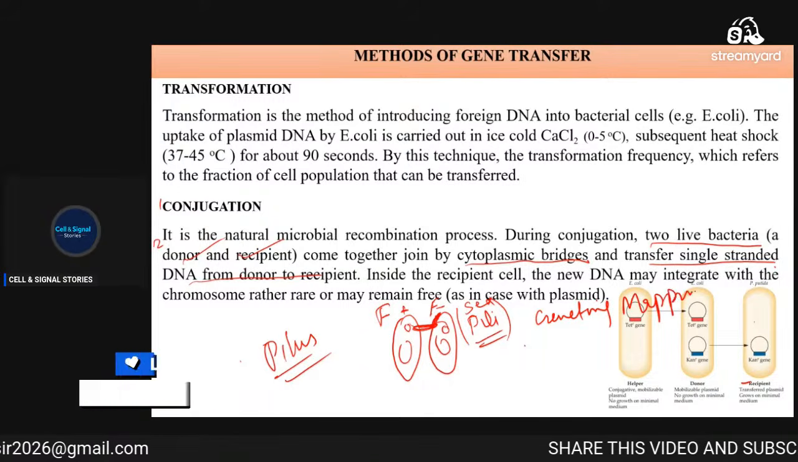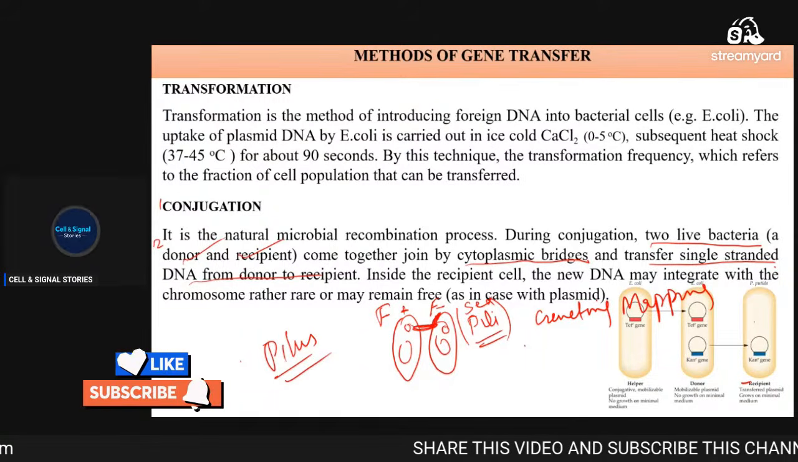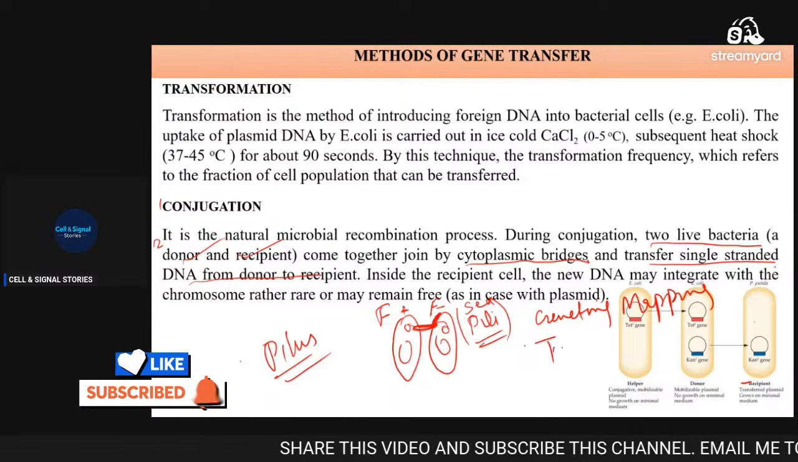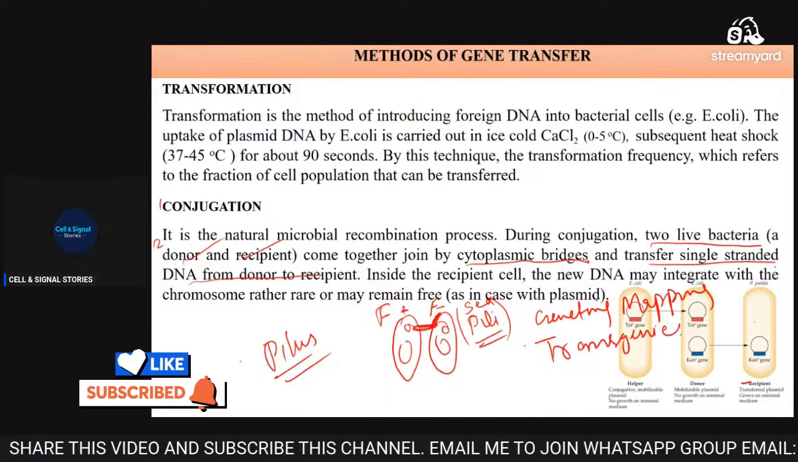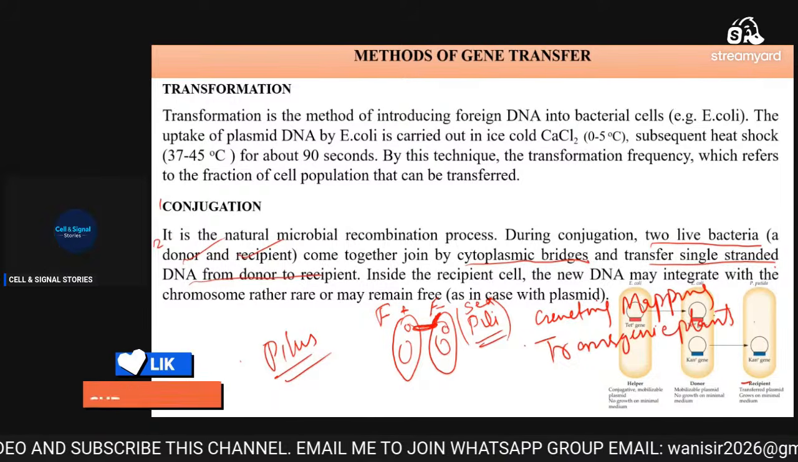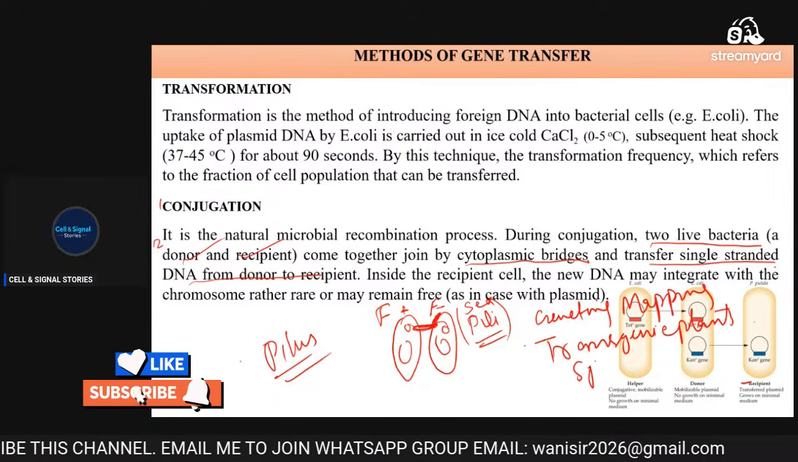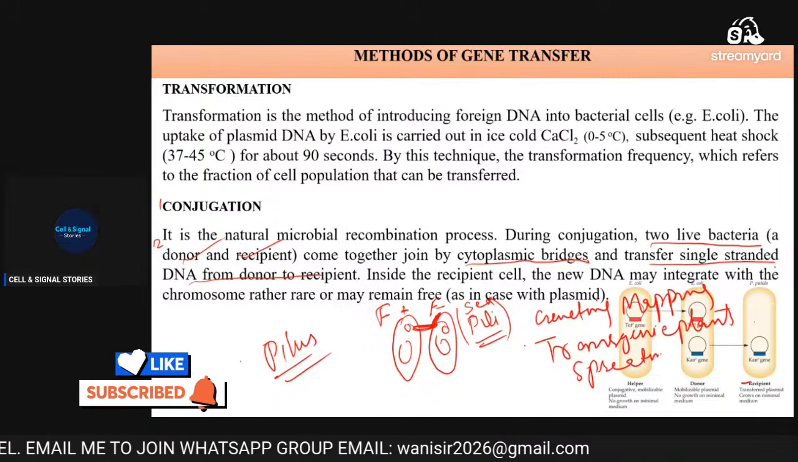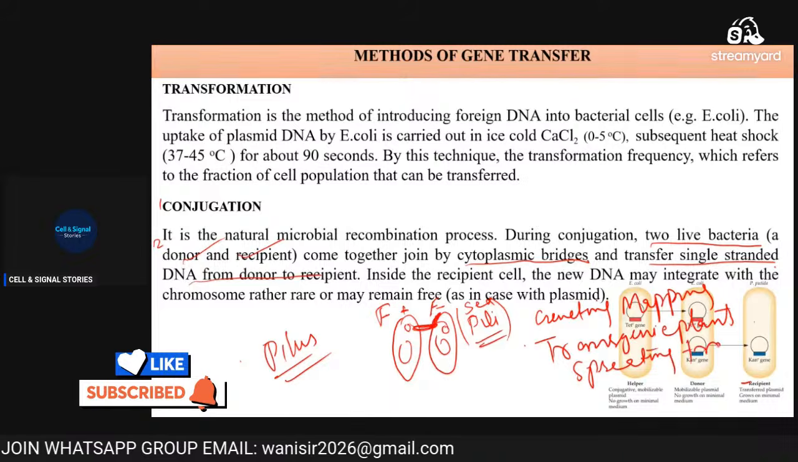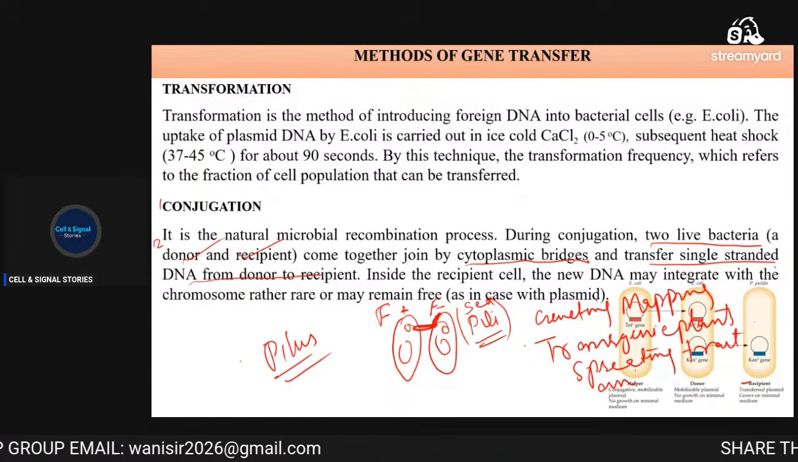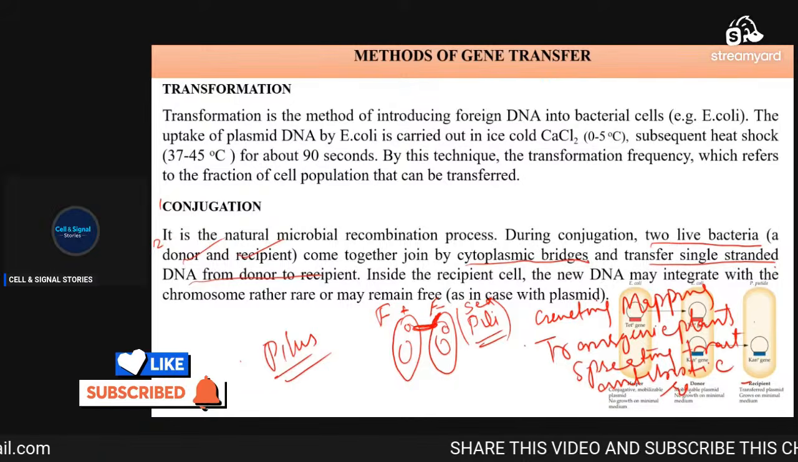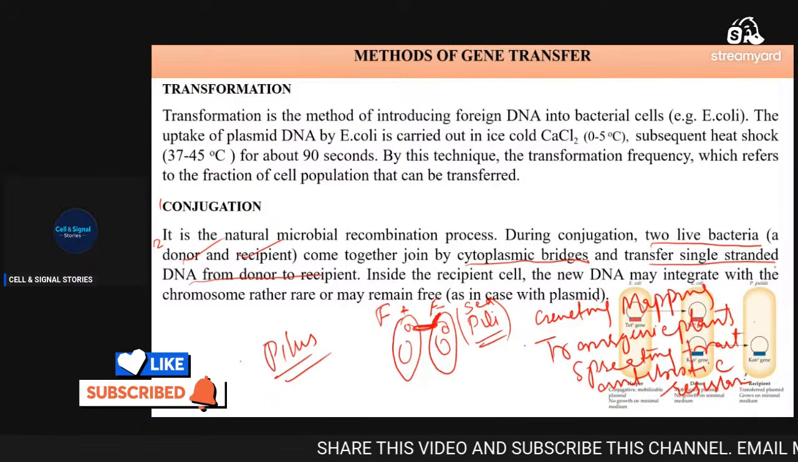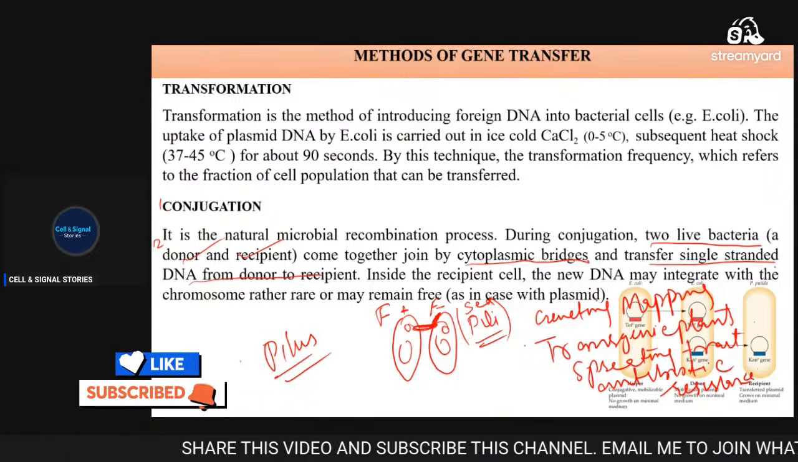Genetic mapping is used to determine the order of genes, transgenic plants, and spreading traits, that is antibiotic resistance. Antibiotic resistance. This is very important.